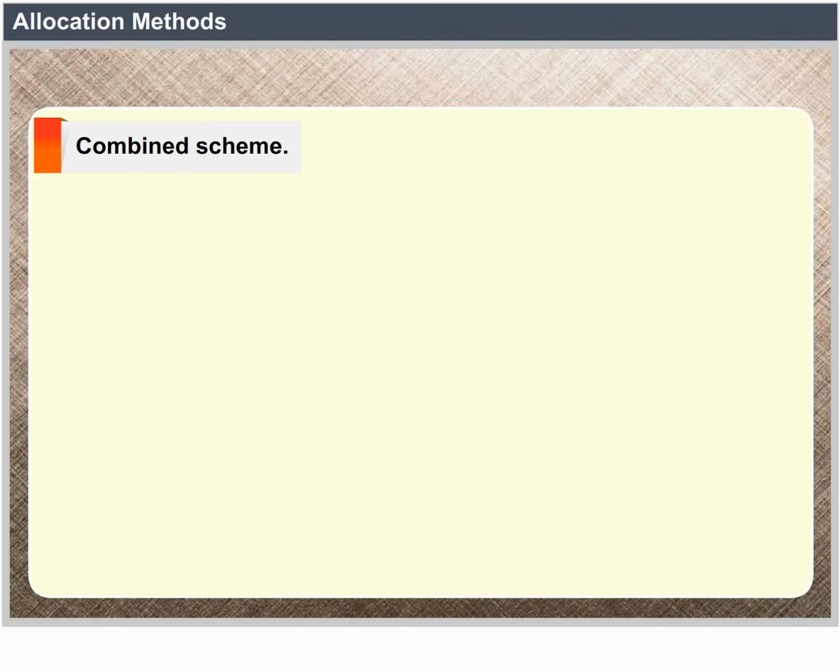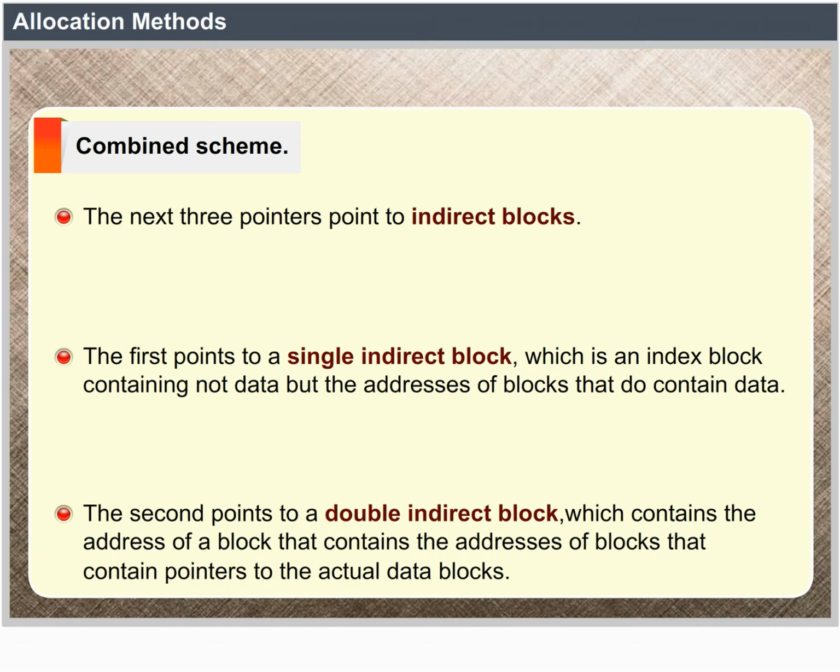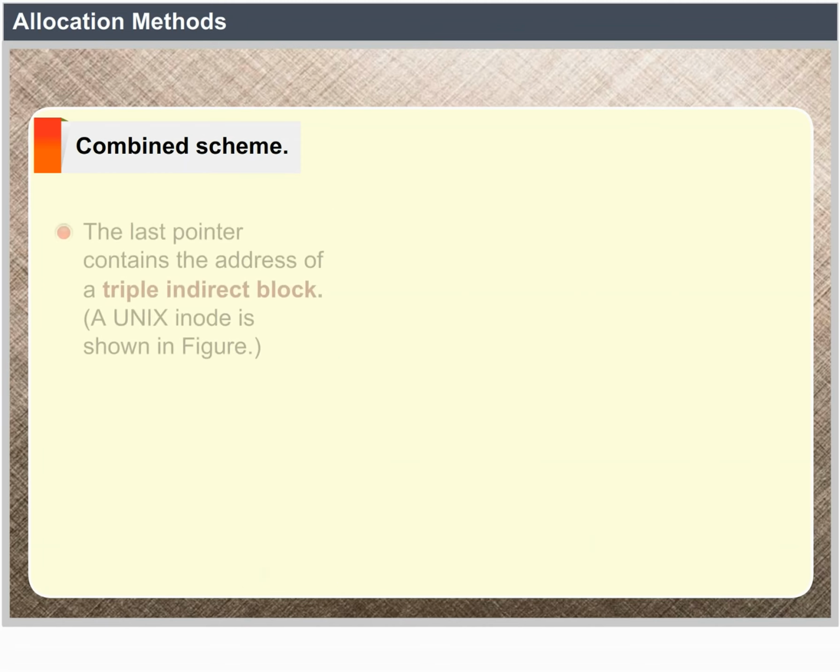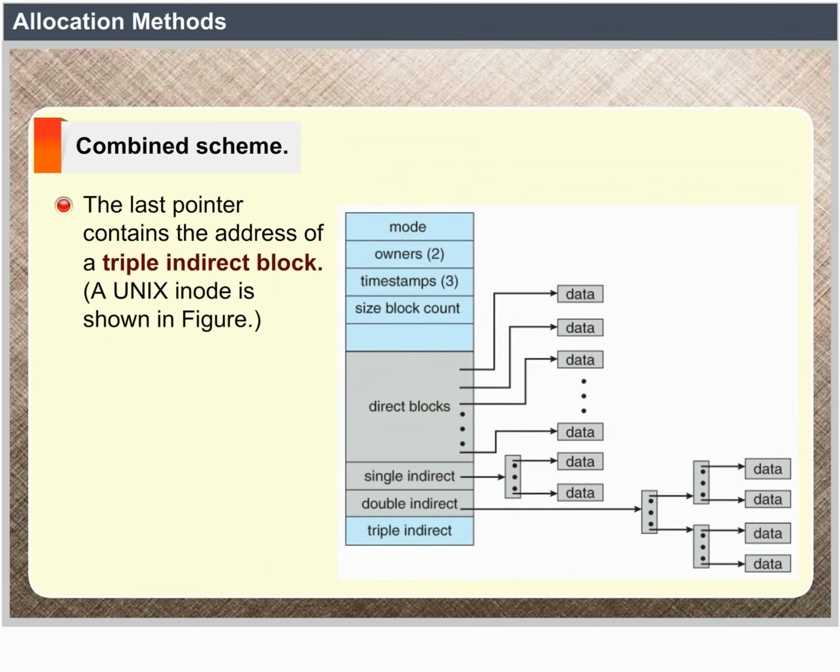The next 3 pointers point to indirect blocks. The first points to a single indirect block, which is an index block containing not data, but the addresses of blocks that do contain data. The second points to a double indirect block, which contains the address of a block that contains the addresses of blocks that contain pointers to the actual data blocks. The last pointer contains the address of a triple indirect block. A Unix inode is shown in the figure.